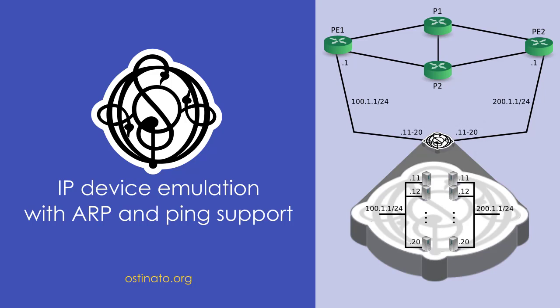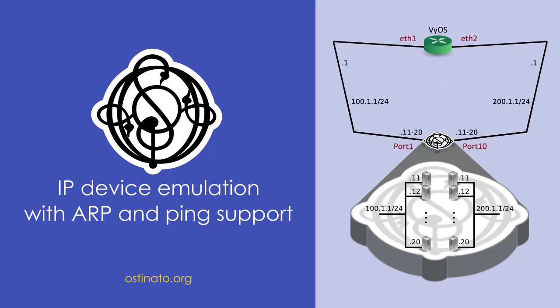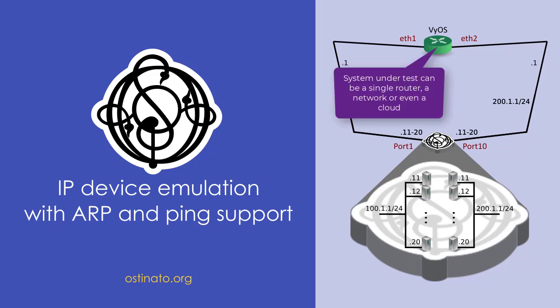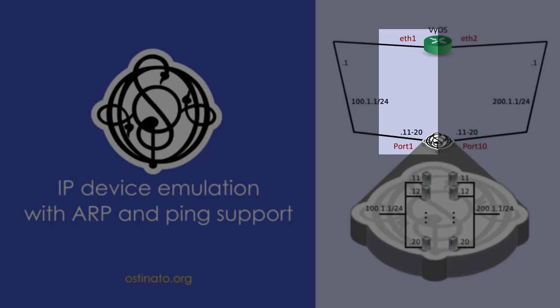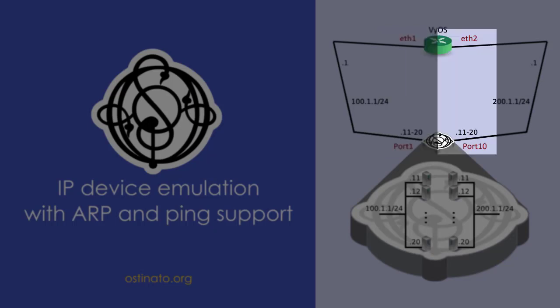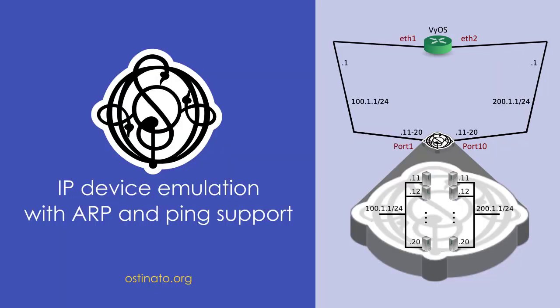For this tutorial, however, I'm going to replace the network under test with a single router. That is, instead of a network under test, we have a device under test. From an Ostinato point of view, it does not matter what is under test here. A network, a cloud, or a single router, as long as it routes from the 100 subnet to the 200 subnet and vice versa. Before we start configuring Ostinato, note that Ostinato port 1 is connected to ETH1 on the router and Ostinato port 10 is connected to ETH2 on the router. I have already configured IP addresses on ETH1 and ETH2 on the router. Let me show you that.